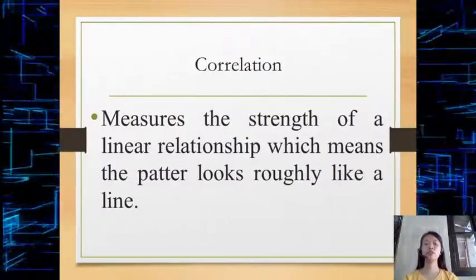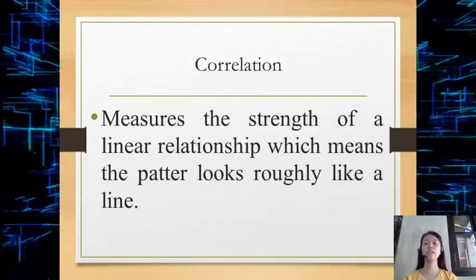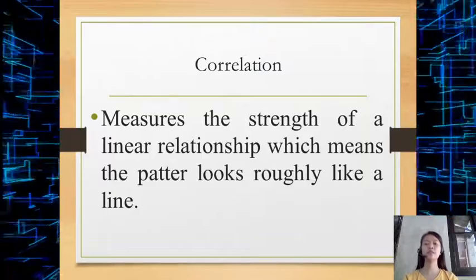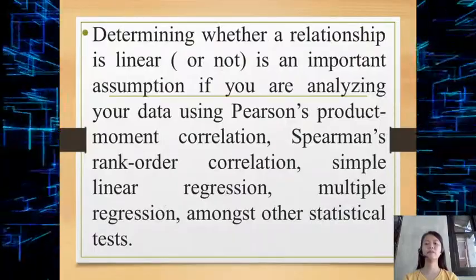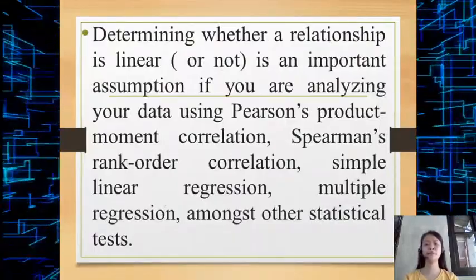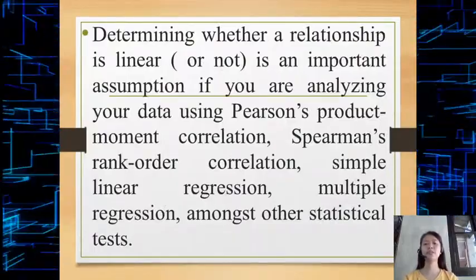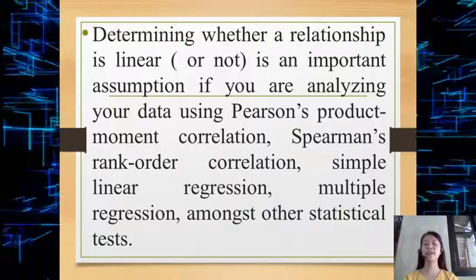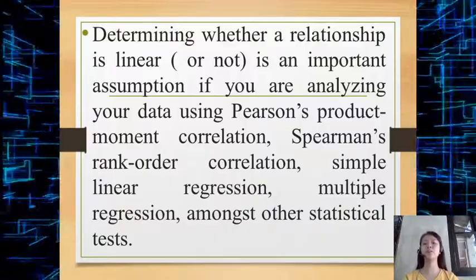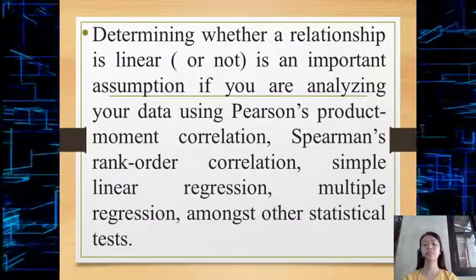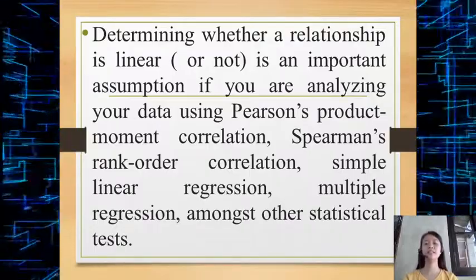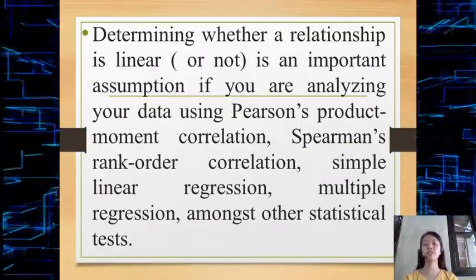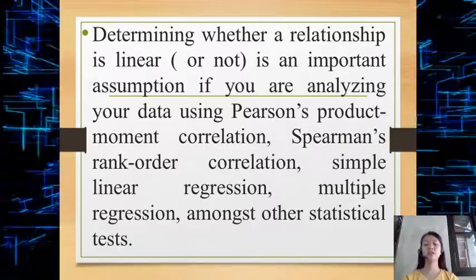Correlation. It measures the strength of linear relationships, which means the pattern looks roughly like a line. Determining whether a relationship is linear or not is an important assumption if you are analyzing your data using Pearson's product moment correlation, Spearman rank order correlation, simple linear regression, multiple regression, amongst other statistical tests.